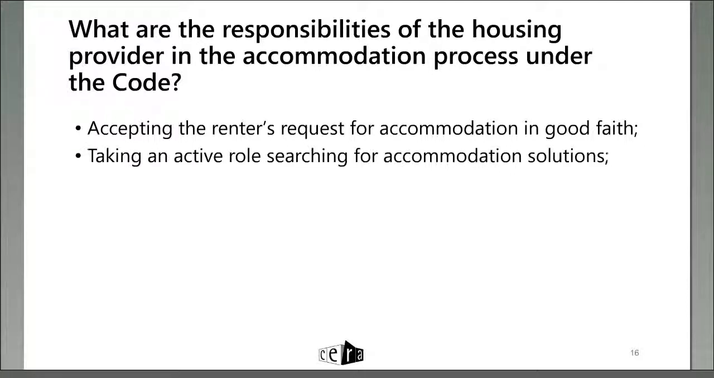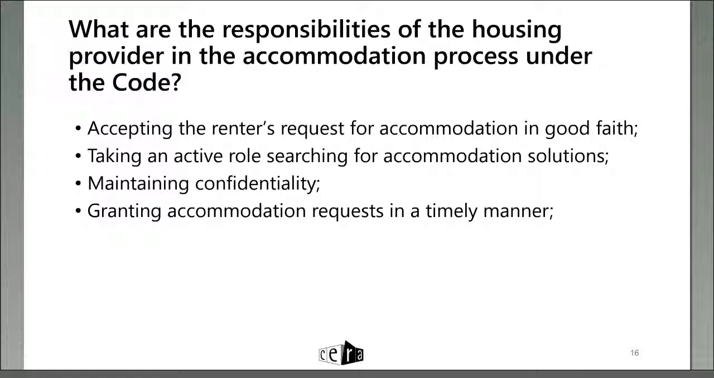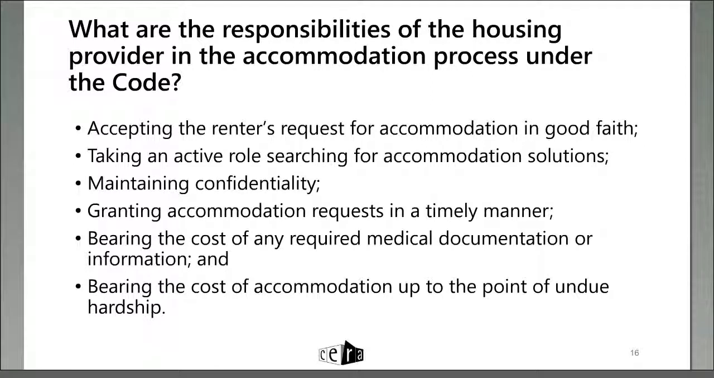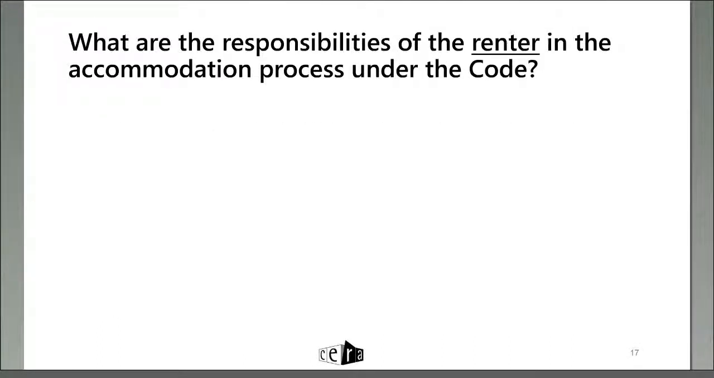Responsibilities of the housing provider include accepting the renter's request for accommodation in good faith, taking an active role in searching for accommodation solutions, maintaining confidentiality, granting accommodation requests in a timely manner, bearing the cost of any required medical documentation or information, and bearing the cost of accommodation up to the point of undue hardship.